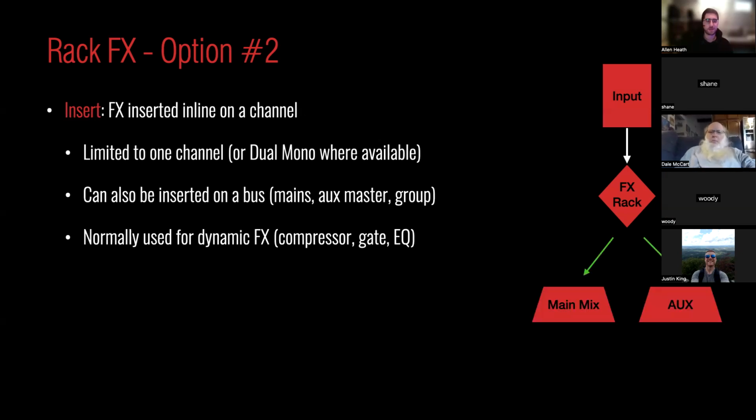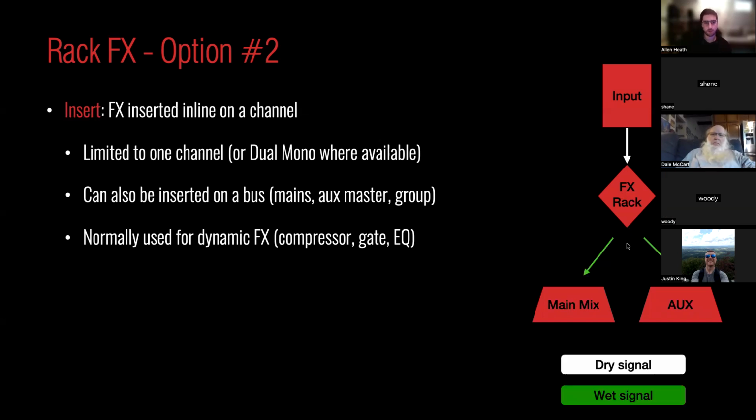And so here's what it looks like. You have an input running through the effects rack, and then this is the wet signal in green, and that's feeding the main mix and the aux, and you don't really have the dry signal, but you'll see that there is a way around that with our mixers where you can add some of the dry signal back, and I'll show you how to do that.